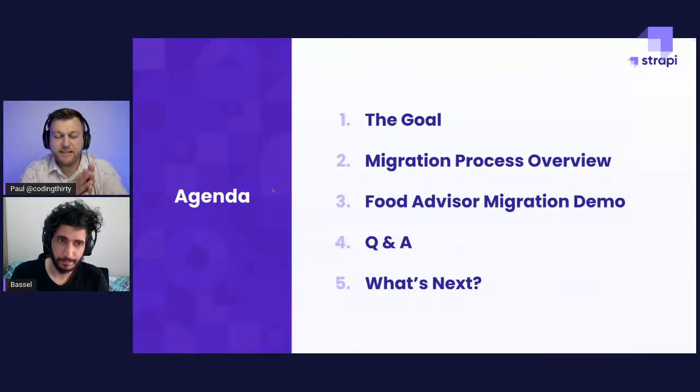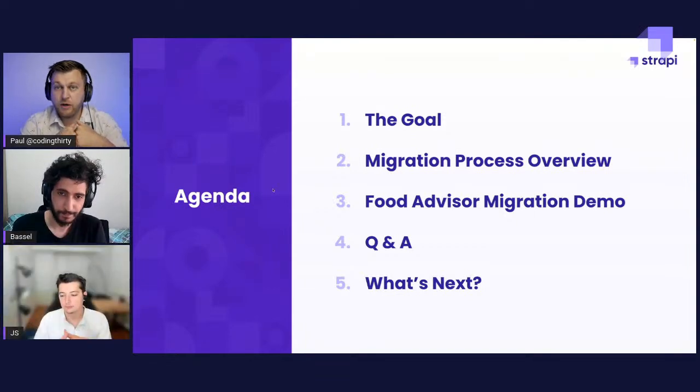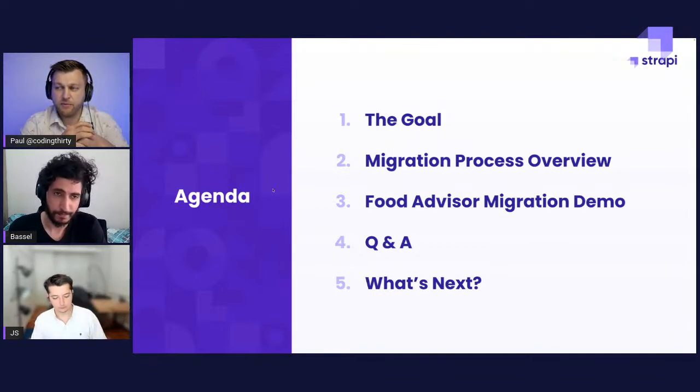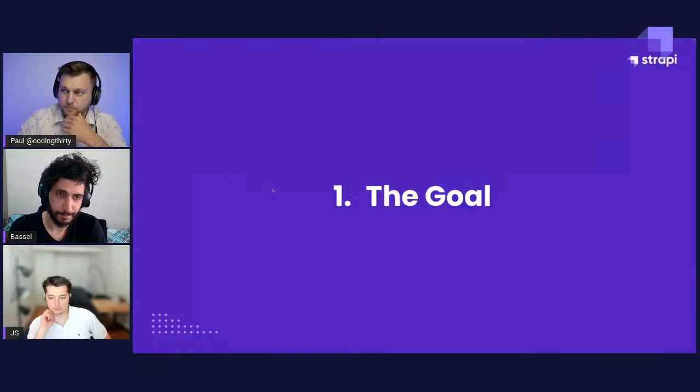So what's on the agenda? We're going to talk about the goal of the stream. We're going to cover the migration process overview. We're going to do a demo using the Food Advisor to give you the context of how the process works that we outline, and where to find the documentation to give you additional help that you're looking for. Then we'll do some Q&A and talk about what's next.